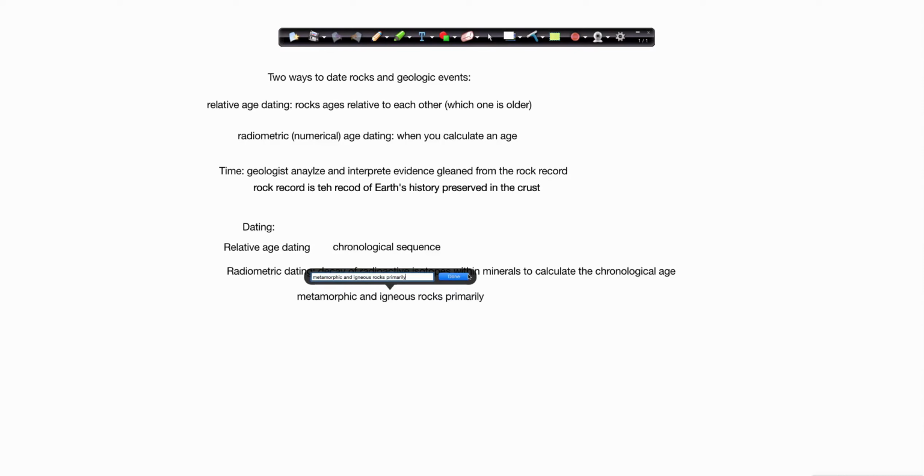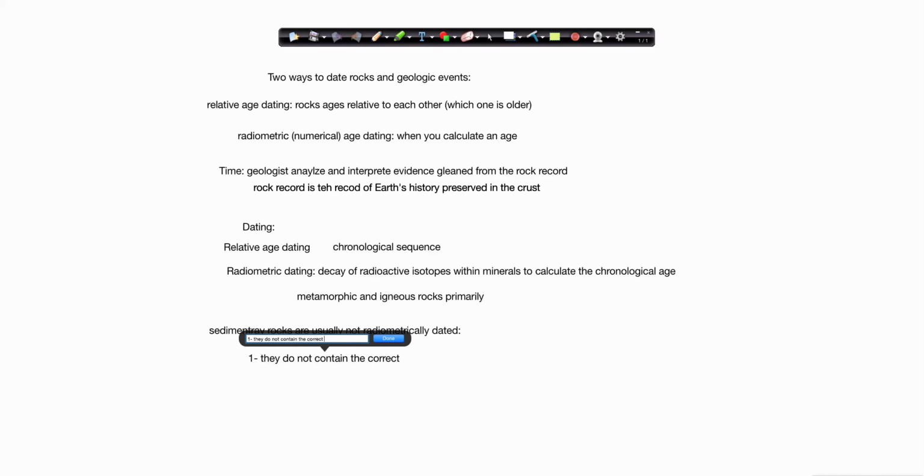The reason being, sedimentary rocks are usually not radiometrically dated for two reasons. One is they do not contain the correct chemistry, so they don't have the radioisotopes in them.